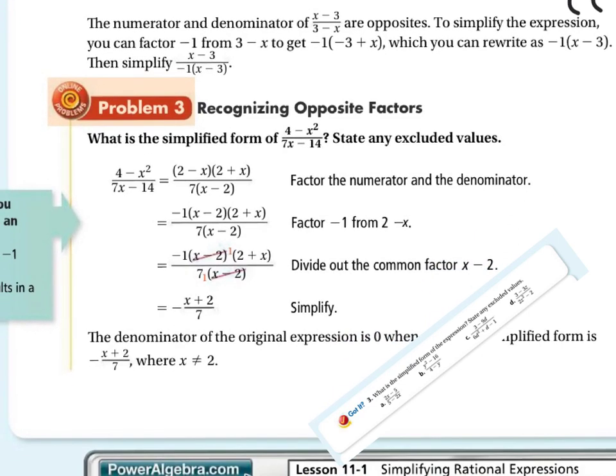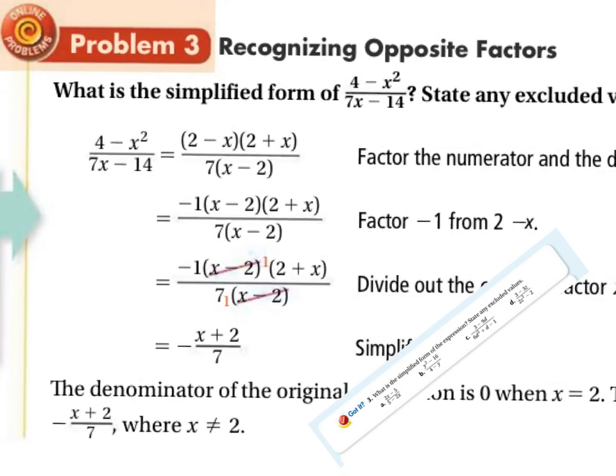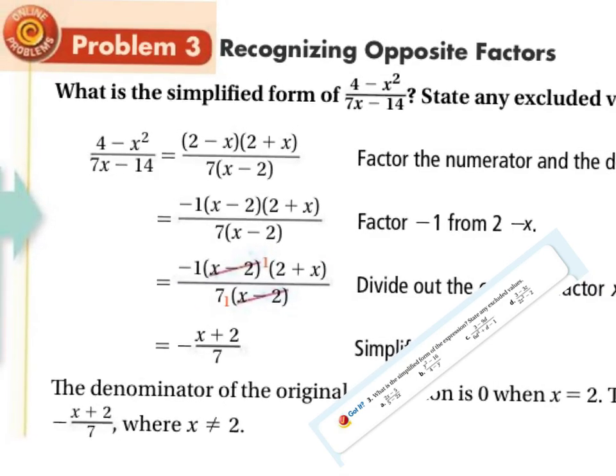So, a little different look, but in the numerator, 4 minus x squared, that's a difference of squares. We're more used to seeing x squared minus 4 than 4 minus x squared, but it's the same idea. That can factor as 2 minus x times 2 plus x. In the denominator, you can factor out a 7, and that leaves you with x minus 2.